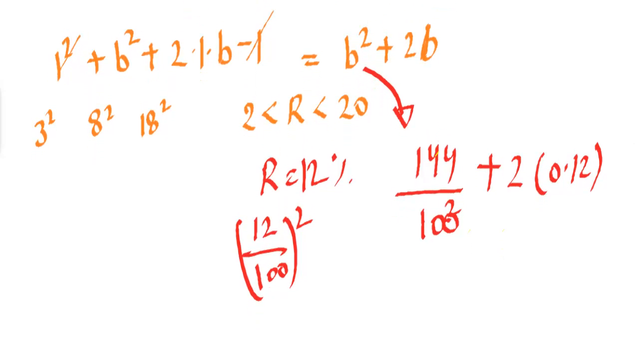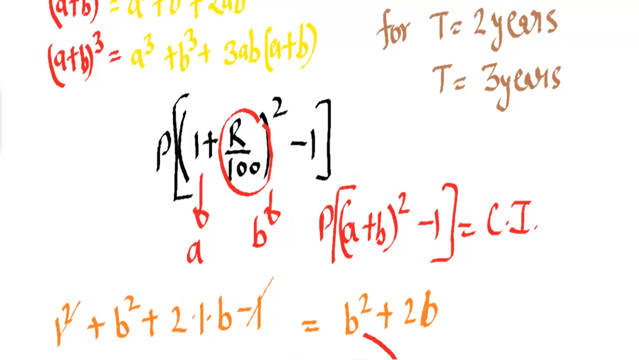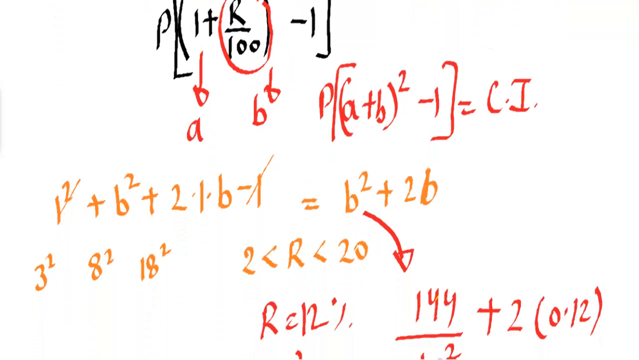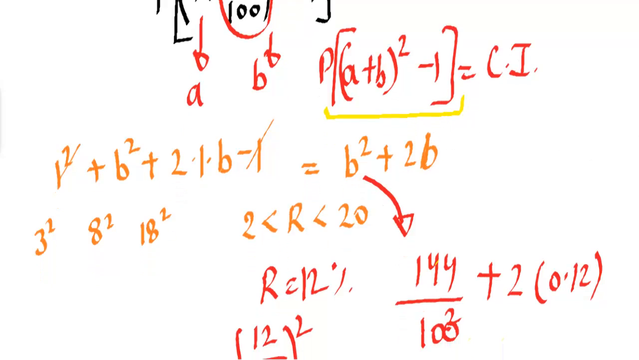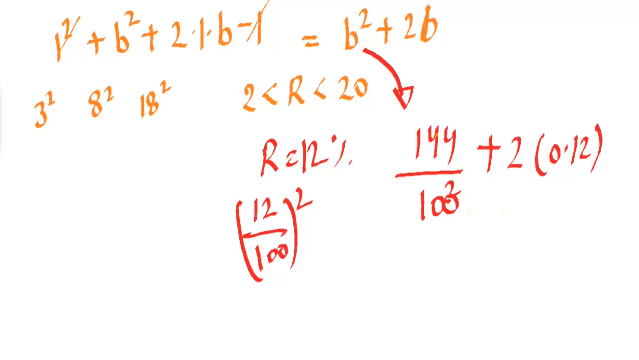And pardon me, this is not compound interest per se, but this is this term here. So what we have to do after that is just multiply it with the principal. That is fairly easy, right?